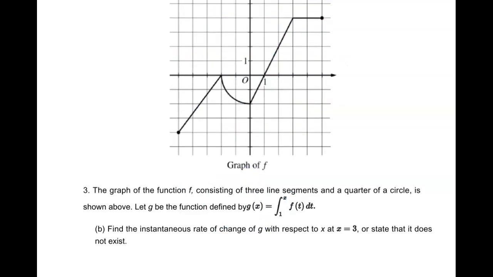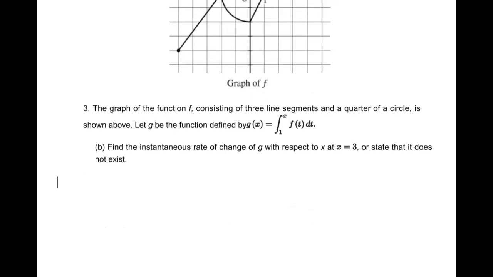Part B, now we want instantaneous rate of change with respect to x at x equals 3. Instantaneous rate of change is just the derivative. So we want the derivative of g at 3, sorry about that. So what is the derivative of g in general?